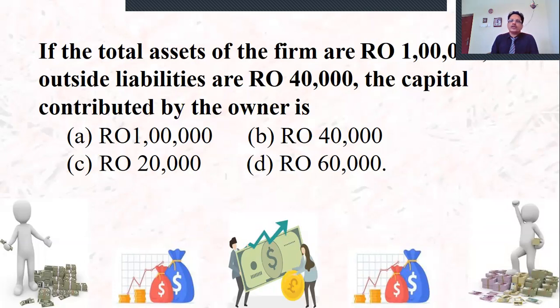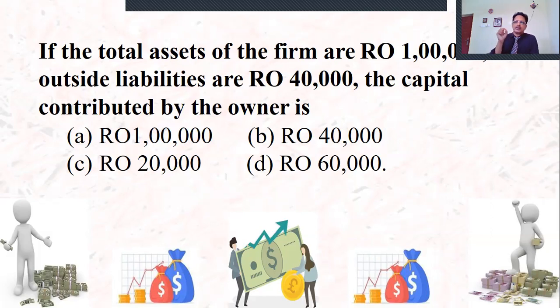Now total assets are 100,000. Then your outside liabilities, it means liabilities, are 40,000. So if the asset is equal to liabilities plus equity, then equity is equal to asset minus liabilities. Then 100,000 minus 40,000. So D is the correct option, 60,000. D, 60,000. How did you get it?